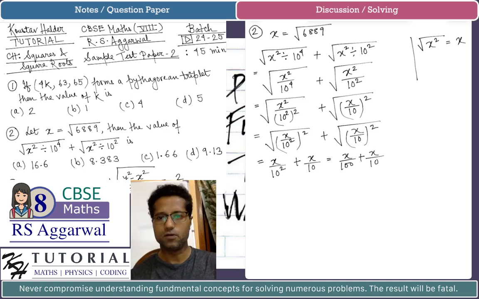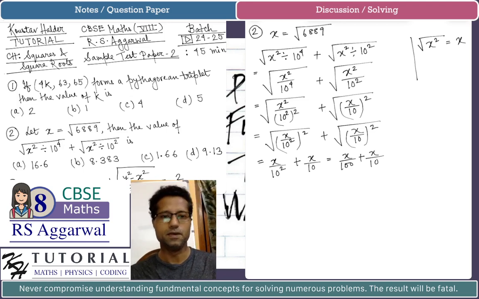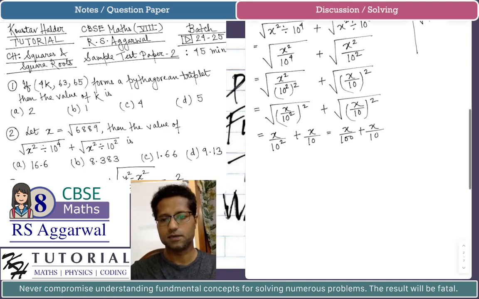Now, for large numbers, I find the prime factorization to be a little inconvenient. I always find the long division method easier for finding the square root of large numbers. But whichever method, prime factorization or long division, is easier for you to find the square root of a given large number, you can use that. So we have to find the value of x, which is the square root of 6889.